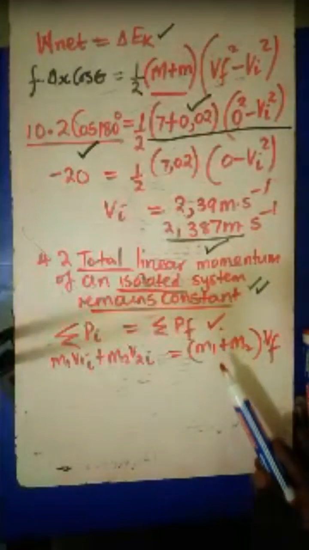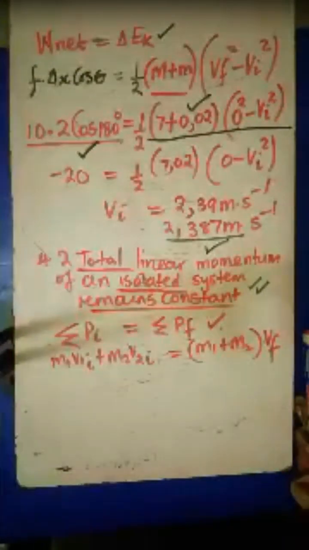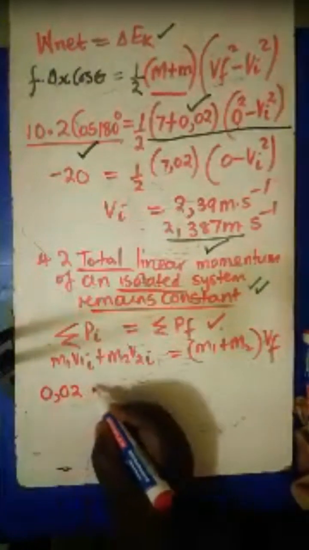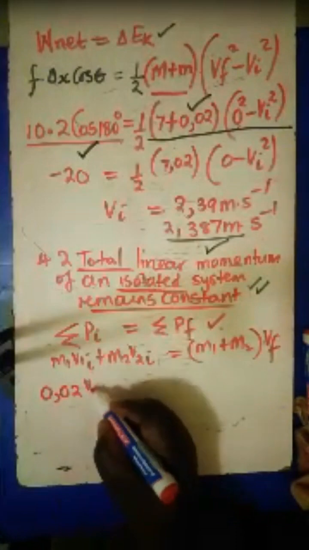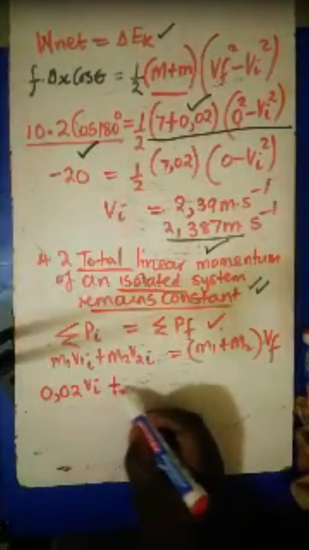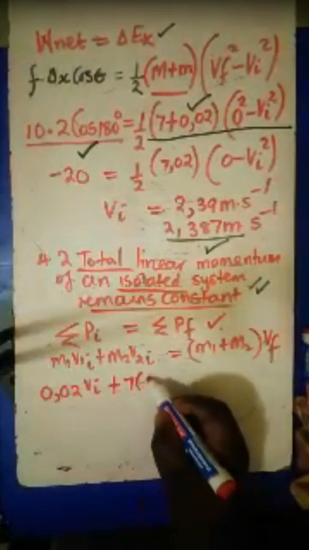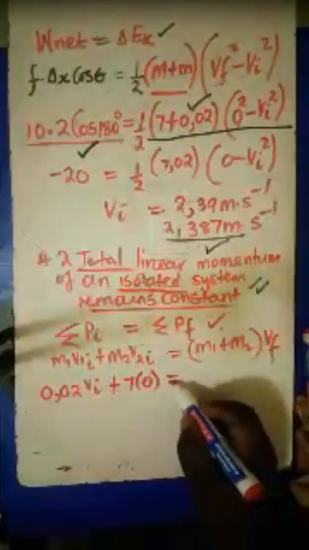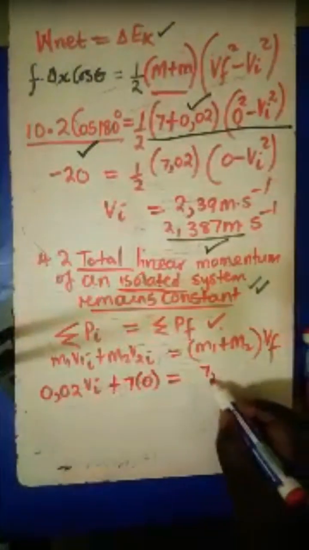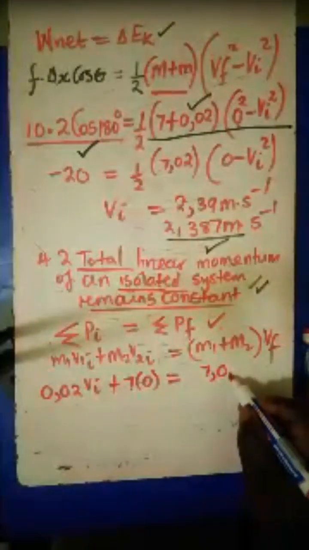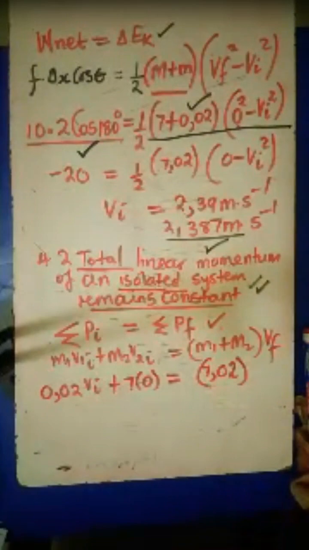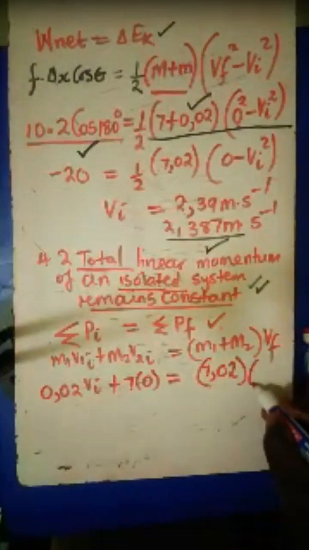The summation one. So before collision, the bullet was alone. 0.02 v_i. The box was stationary, 7 times 0. Remember the two masses. We've already combined them. 0.02. Then velocity, colleagues, we are going to do positive marking because the velocity is what you get above.